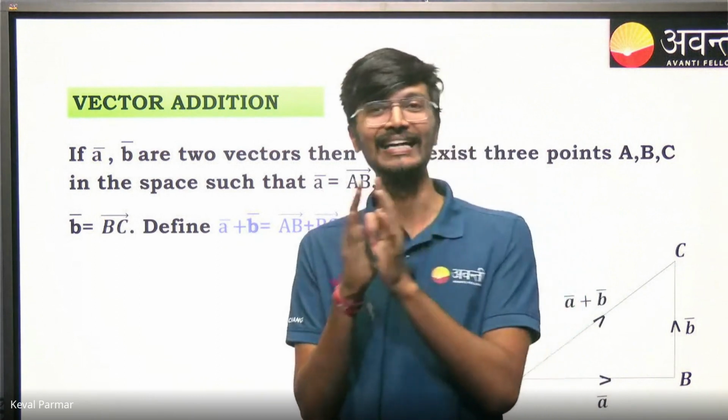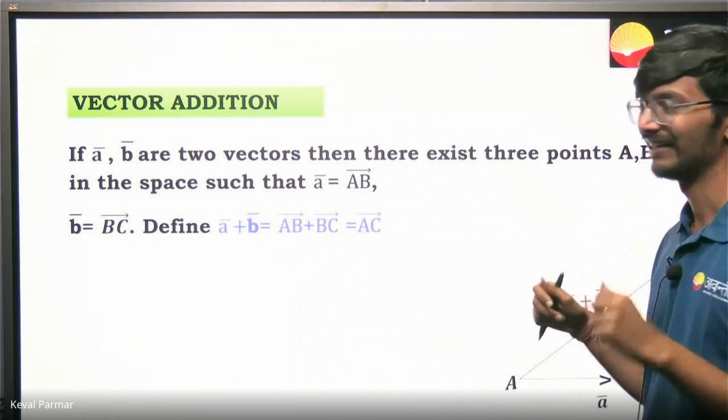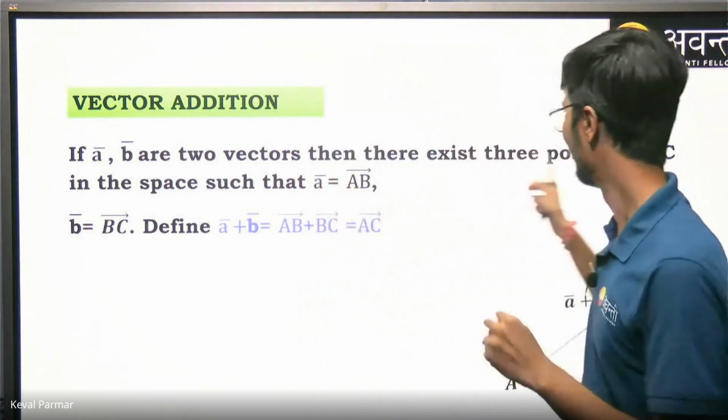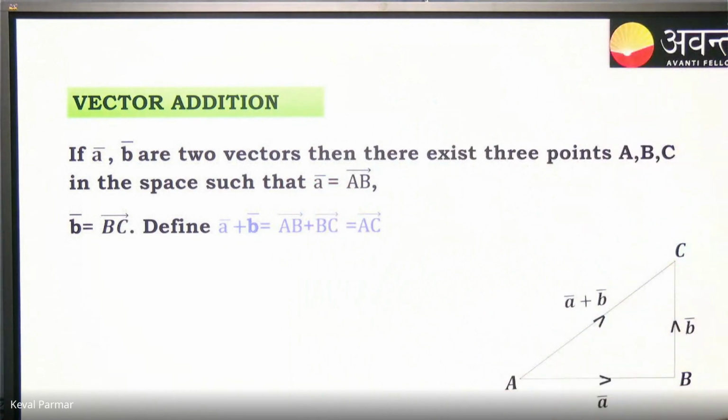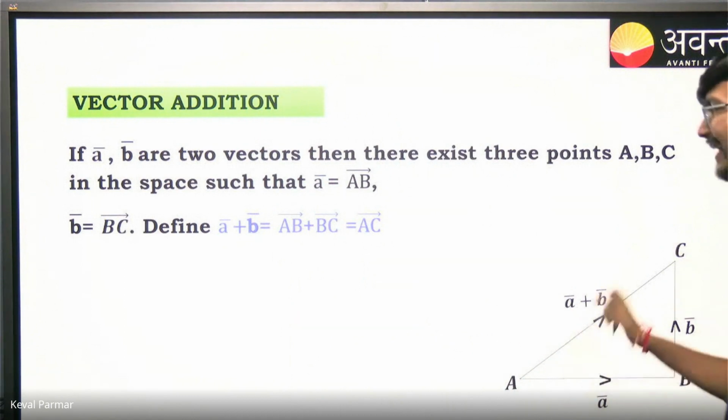First is addition. So let's say two vectors are a bar and b bar, and there are 3 points. Obviously, we'll need 3 points to define two vectors a, b, and c. So these are 3 points. We formed three vectors: AB bar, BC bar, and AC bar.